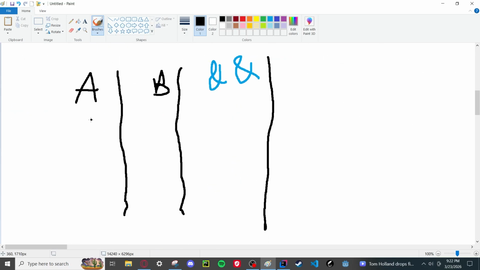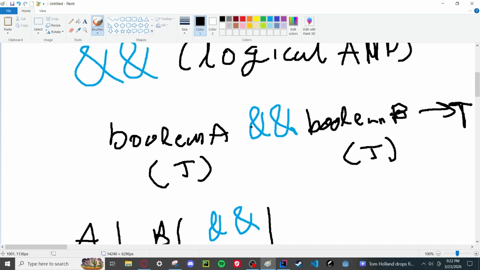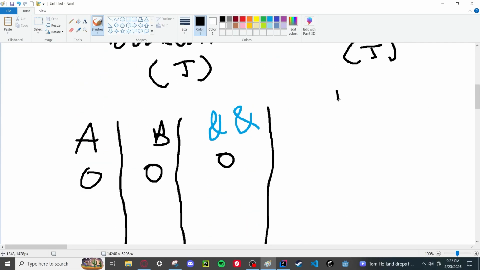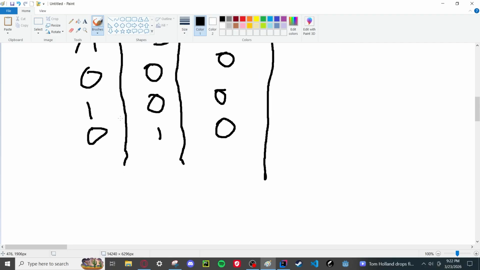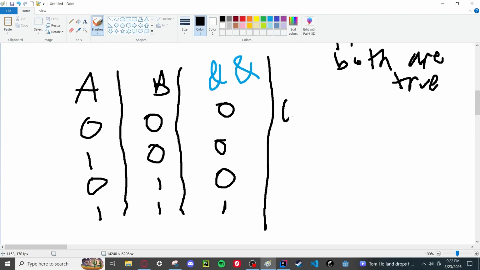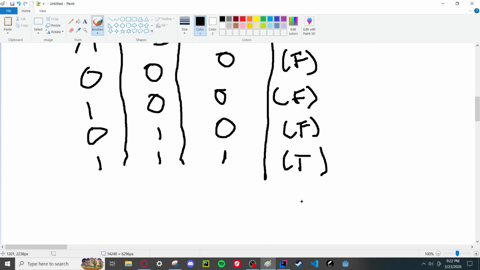So when A is false and B is false, our AND returns 0 or false, which makes sense because AND will only return true if both are true. If A is true and B is false, that's still going to be 0. If A is false and B is true, that's still going to be 0. And only if A is true and B is true are we going to get 1 returned, or true. I'm just writing false, false, false, true so you can see it better.